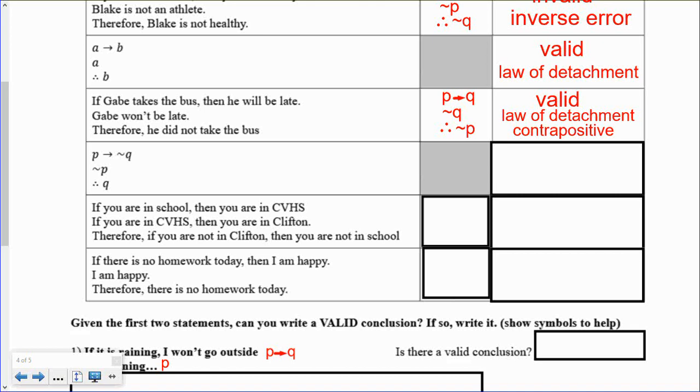All right, any questions so far? All right, the next one is already in symbols again. So we have P, arrow, not Q, going to not P, and then therefore Q. What happened? Stuff happened. How does that work? The squiggle line changed instead of Q to P.